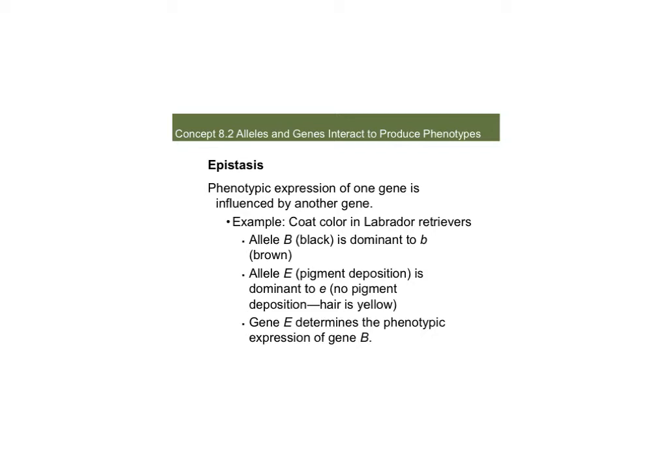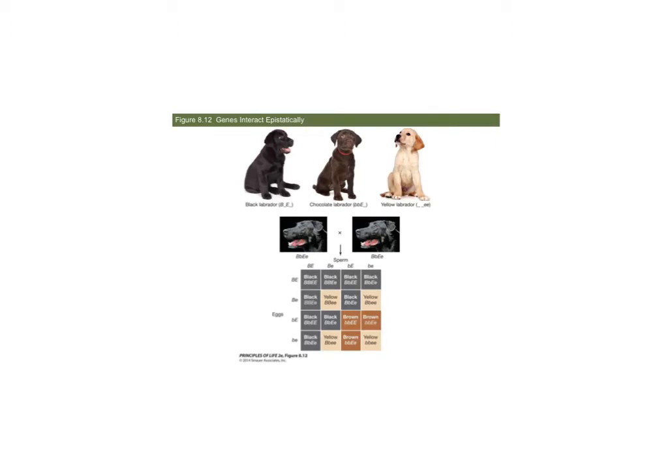So gene E is actually going to determine the phenotypic expression of gene B, because if you inherit the recessive lowercase allele for E, there's going to be no pigment made. It doesn't matter if you have the dominant or the recessive allele for B if you're not going to express the pigment. This is the case in labs. Yellow labs are not going to express any of the pigment, either black or brown, because they have two recessive alleles that code for no pigment.